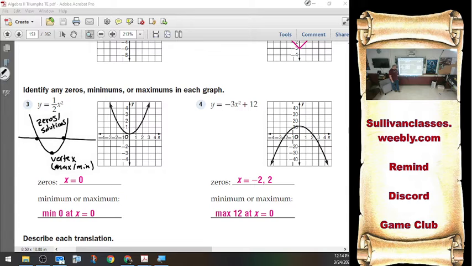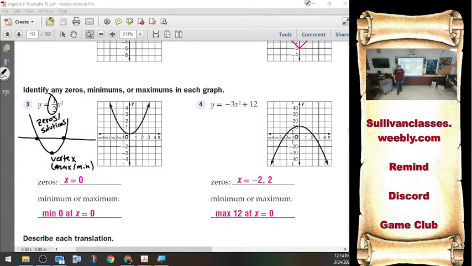Okay? So in this case, the minimum was 0. It happened when x was 0, and that also happens to be the 0. Because that right there is almost the parent function. It just got a little squished. Round 2, it's got a maximum.